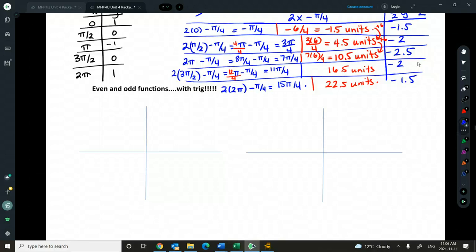Who remembers even and odd functions from polynomials? What does it mean for something to be an even function, and what does it mean for something to be an odd function?